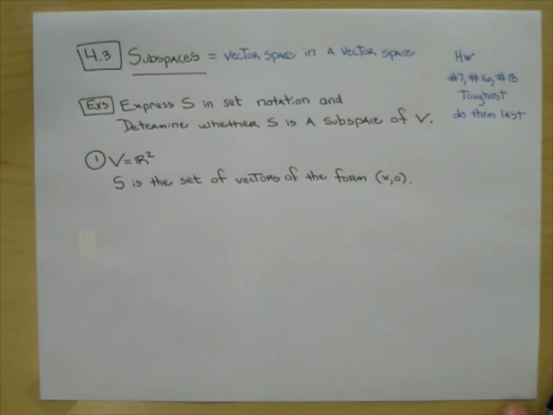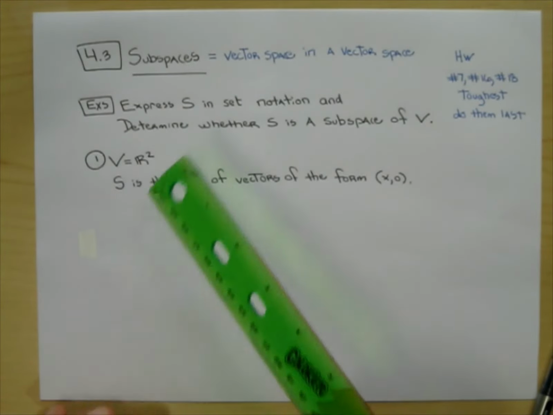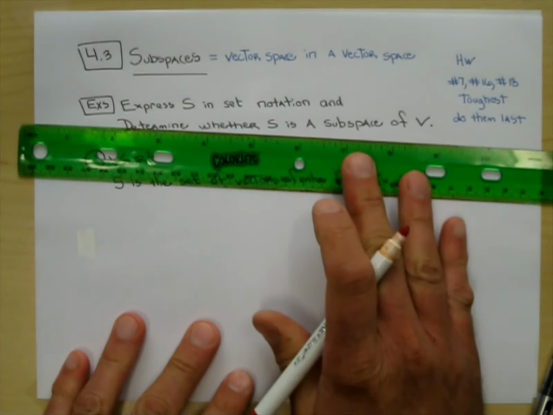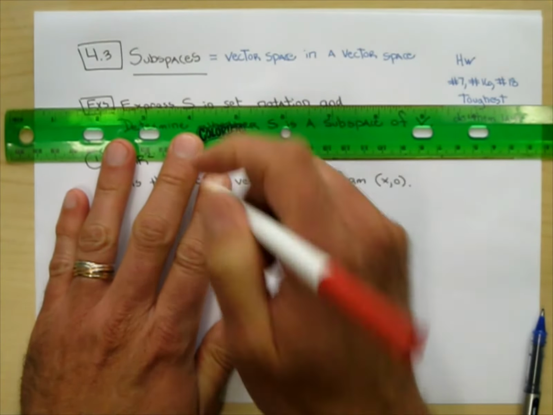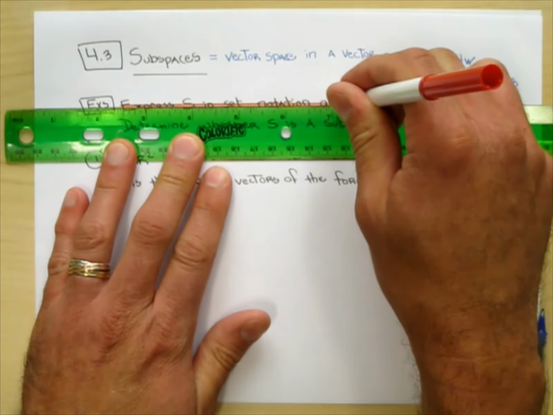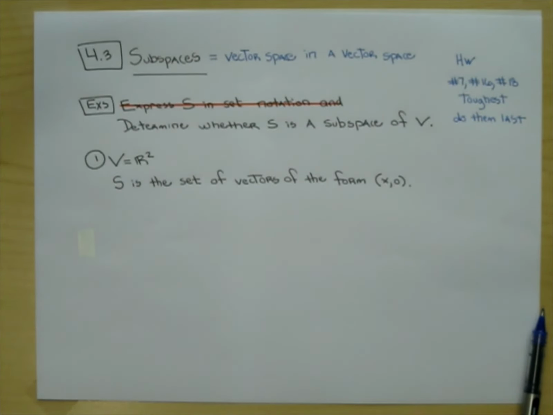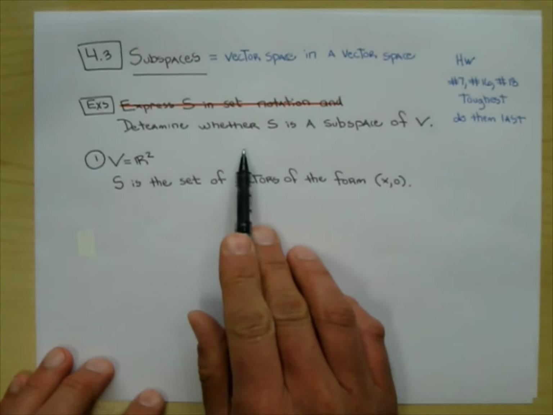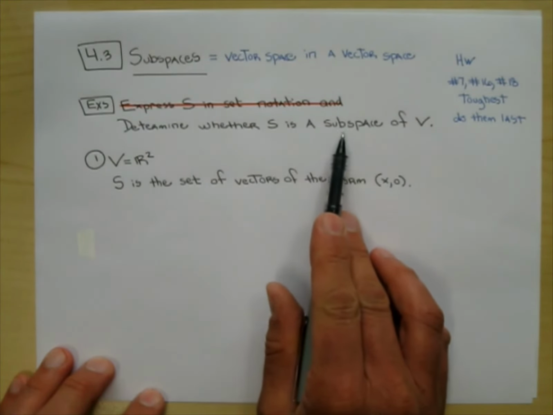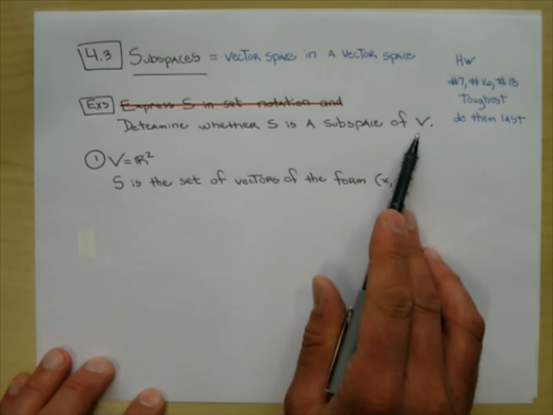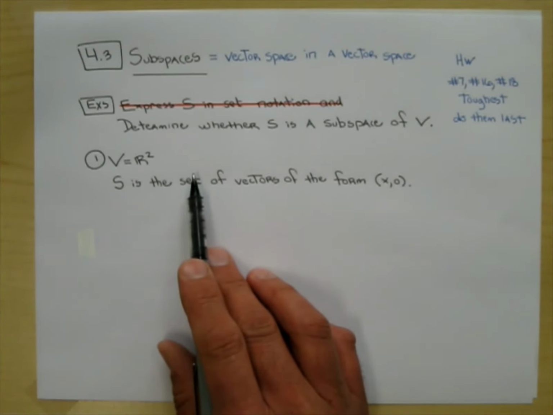Also, the thing that I want to point out is your homework says express S in set notation. When you're doing these problems, because they're already going to be kind of different, I'm going to say you don't have to do that part. What I want you to do in your homework is to determine whether S is a subspace of V. Okay? So, is it a vector space within a vector space?